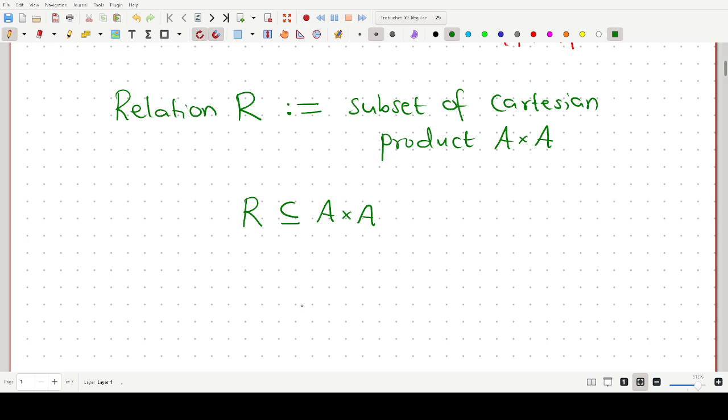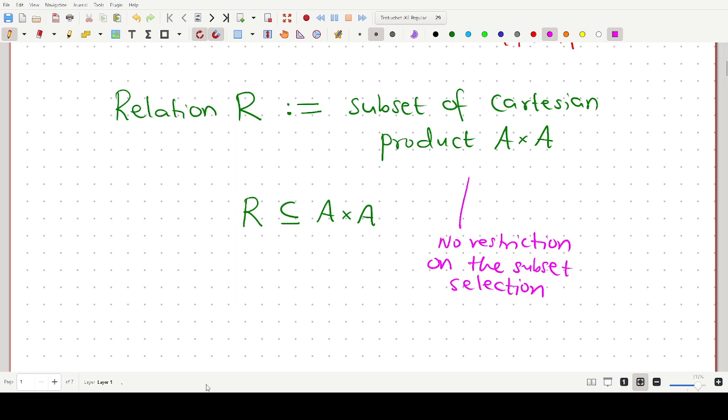So in this case, there is no restriction on the subset selection. You can select any subset of the Cartesian product, and that would be a relation.